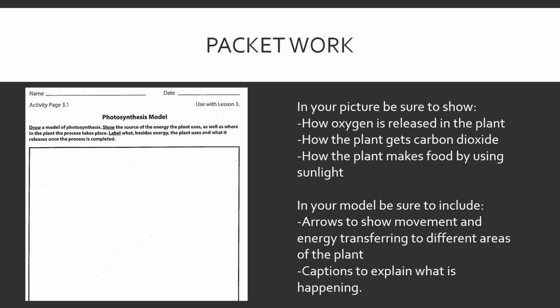Also make sure in your picture to show how oxygen is being released in the plant, how the plant gets carbon dioxide, and how the plant makes food by using sunlight. Also make sure to include arrows to show movement and energy transferring to different areas of the plant, and also captions to explain what's happening.